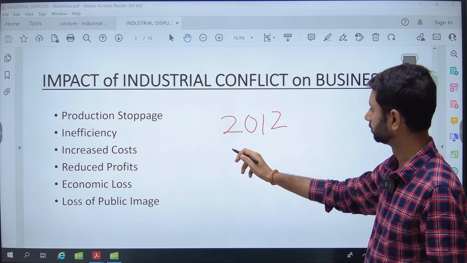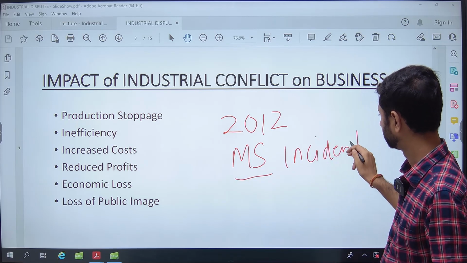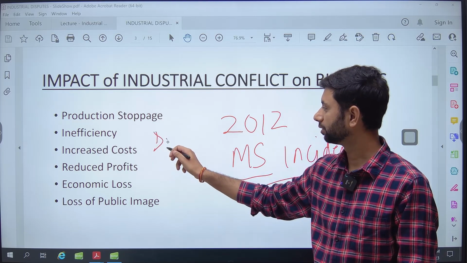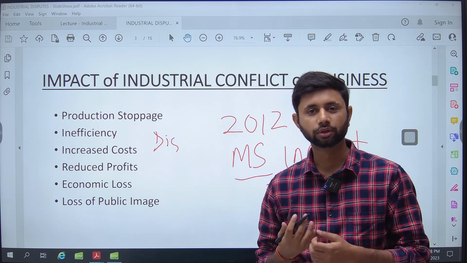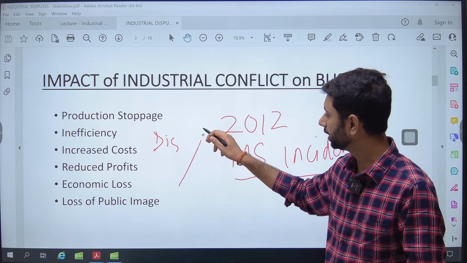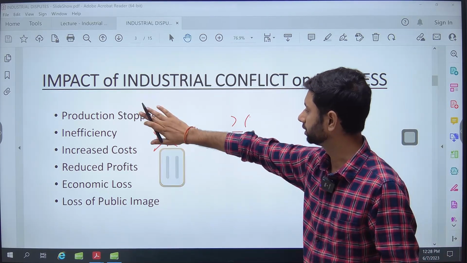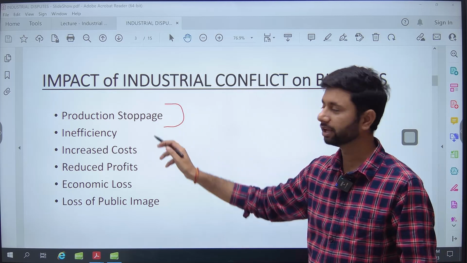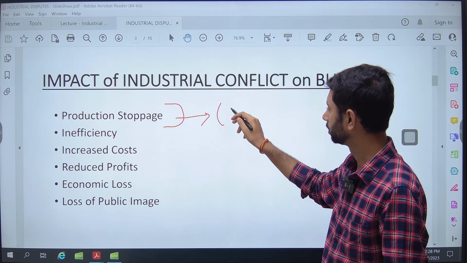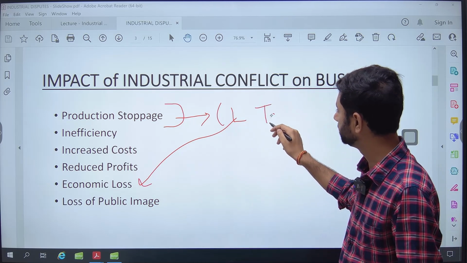You must have heard about the 2012 Maruti Suzuki incident. Here an industrial dispute happened because of the dismissal of a worker, and it led to, unfortunately, the death of an HR manager. But this conflict led to various detrimental impacts on the industry. And how? First of all, whenever there is a dispute, normal working will not be there. So production will stop, leading to loss of revenue. Obviously, the targets will not be met.